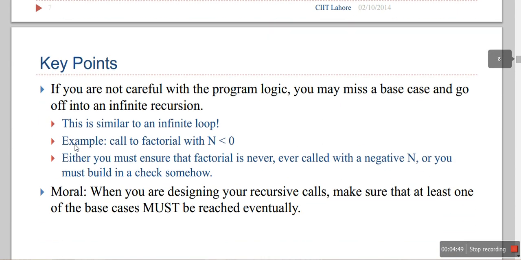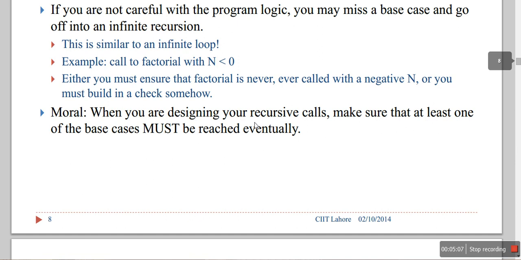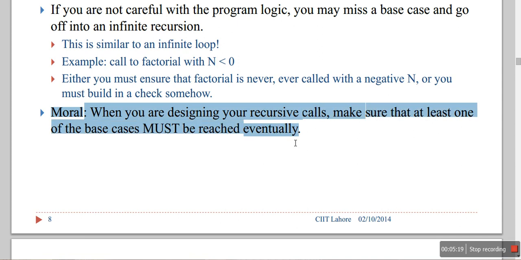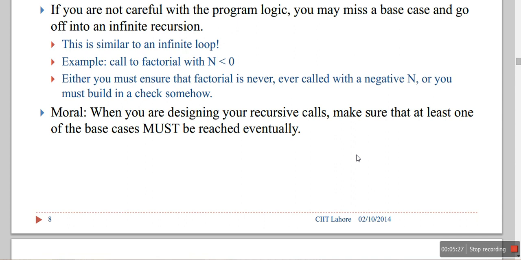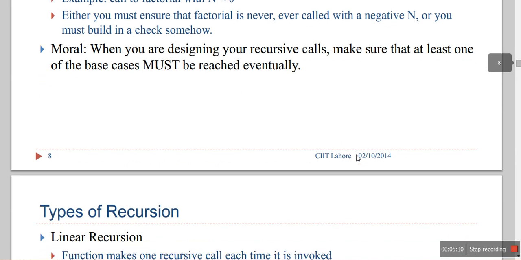Now the key point I give you: if you are not careful with the programming logic, you may miss a base case and go into infinite recursion. This is similar to an infinite loop. For example, with factorial, you must ensure that factorial is never called with a negative n, or you must build in a check somehow. Moral: when you are designing a recursive call, make sure that at least one of the base cases must be reached eventually. This is the important point about these functions.